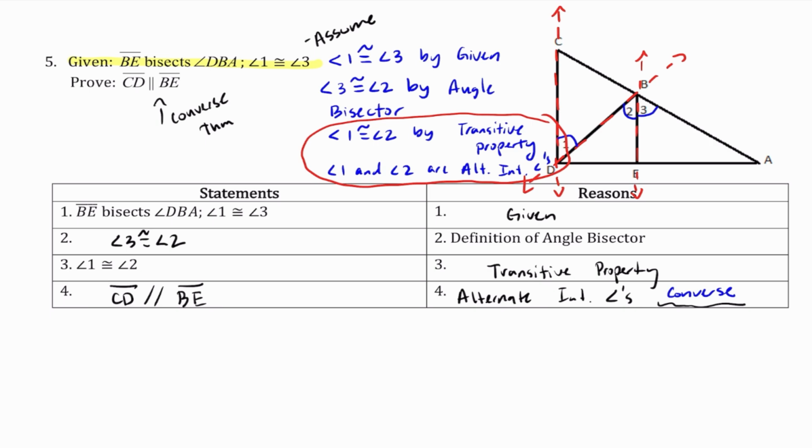And I cannot stress this enough. The converse theorems prove lines parallel. Whenever you see something like this, if something is parallel to something under what you're trying to prove, you gotta use one of the converse theorems to show that these two lines or two segments are parallel.